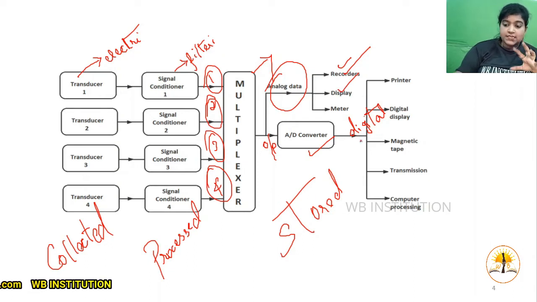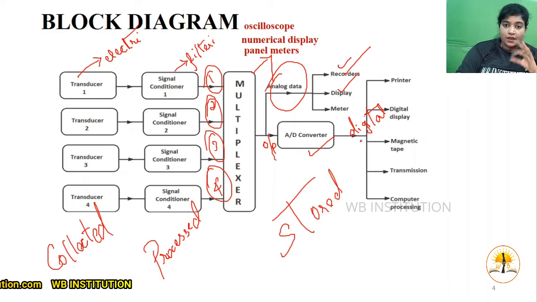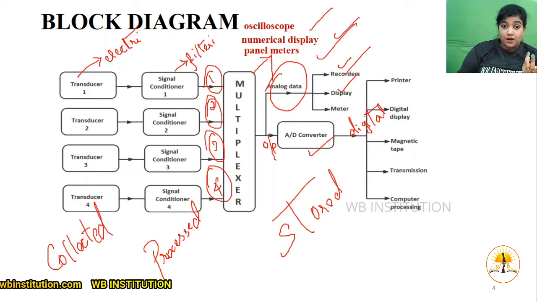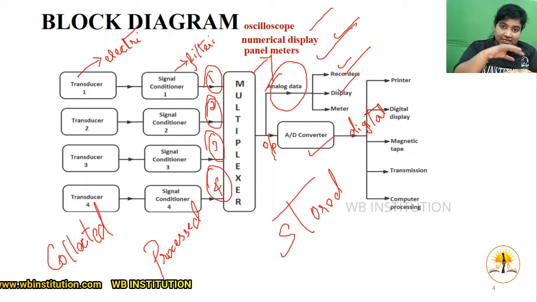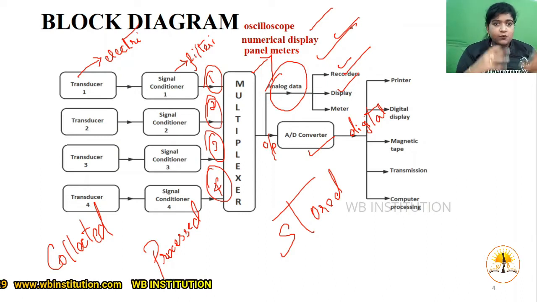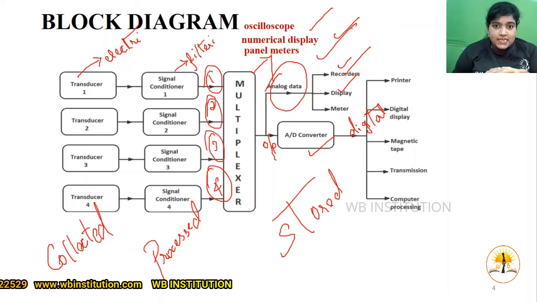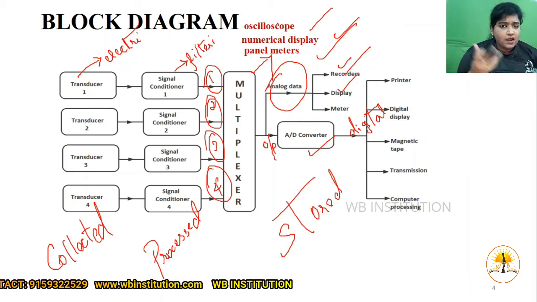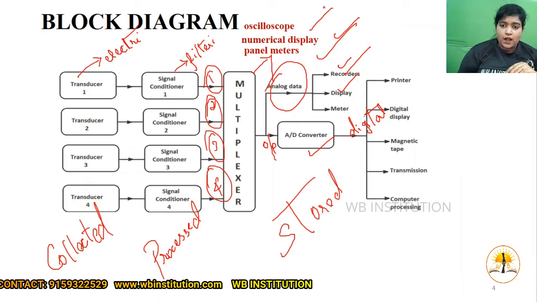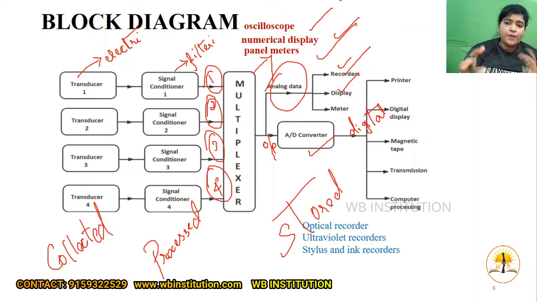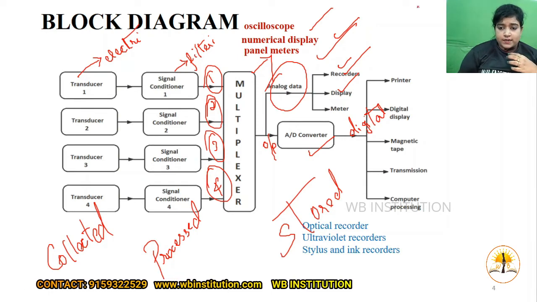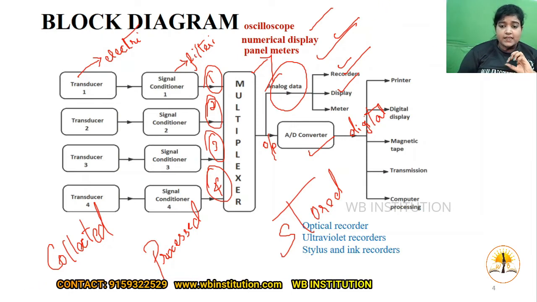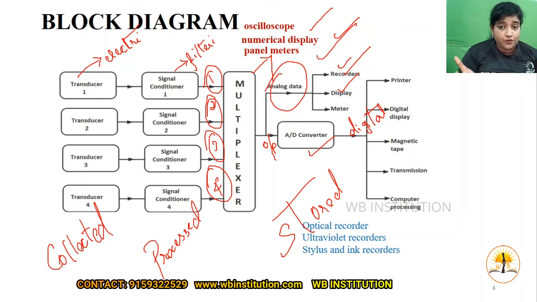Okay, if you consider the display, you will be having a number of displays. Among them are the oscilloscope, numerical display, and panel meter. What exactly is a display? It is where you can see the output, meaning what exactly the input you have given, you can see it in your display, right? The oscilloscope, numerical display, panel display, these are the different kinds of displays you can see. And when you come to your recorder section, you'll be having optical recorders, ultraviolet recorders, and stylus and ink recorders. These are the different varieties of recorders you'll be having.